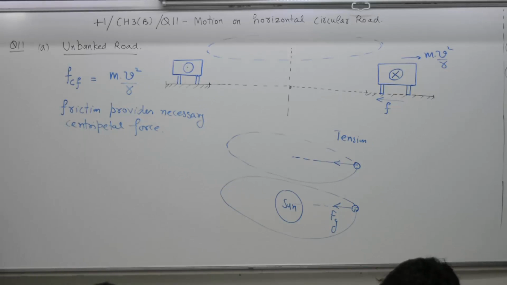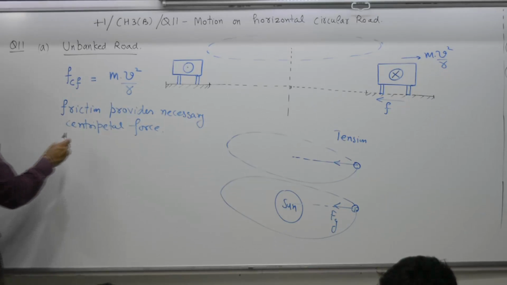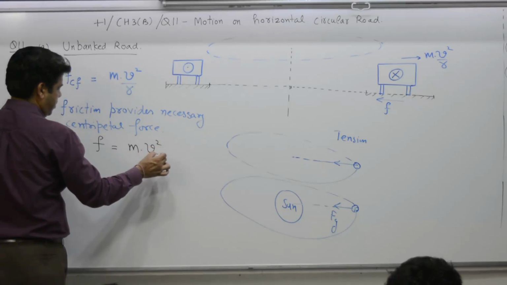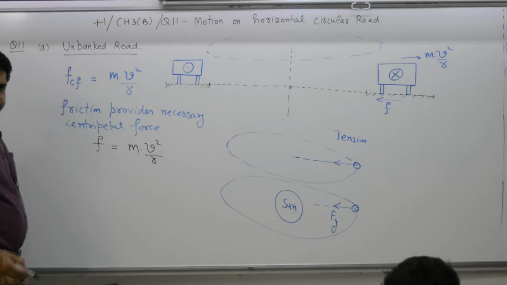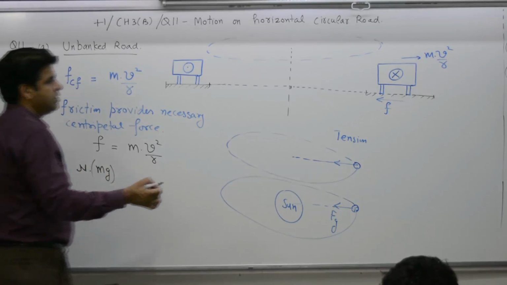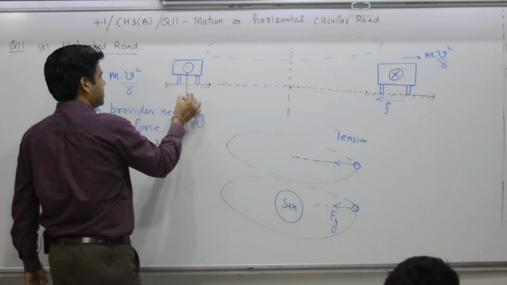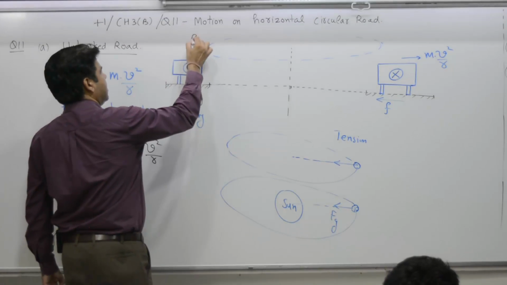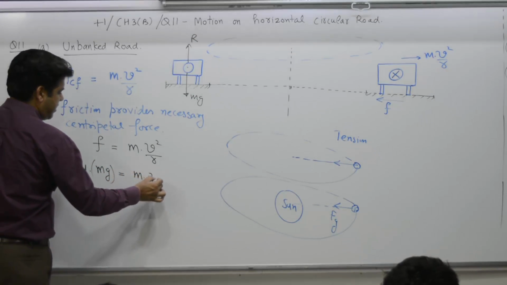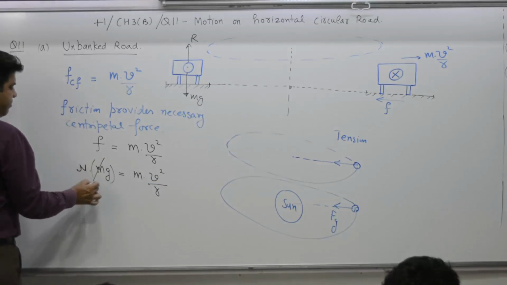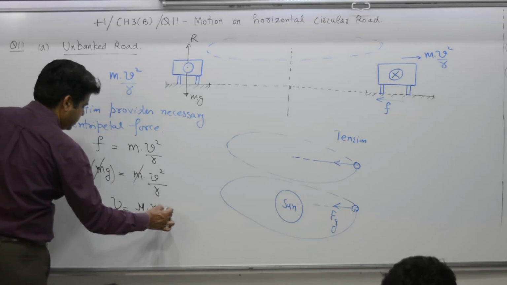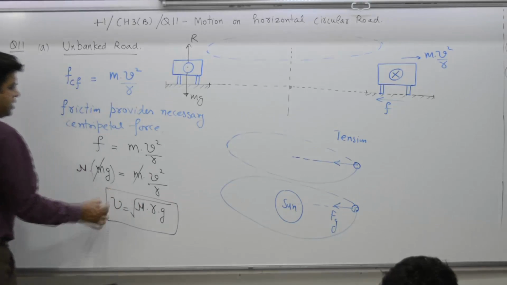What is the value? Friction provides the necessary centripetal force, which means mv square by r. Friction is equal to what? Mu times the normal reaction. The normal reaction is equal to how much? Mg. The weight of the object acts downwards, mg, and the normal reaction upward; the magnitudes of mg and R are equal. So mu times R equals mv square by R, m cancels. v is equal to what? Mu R g under root.